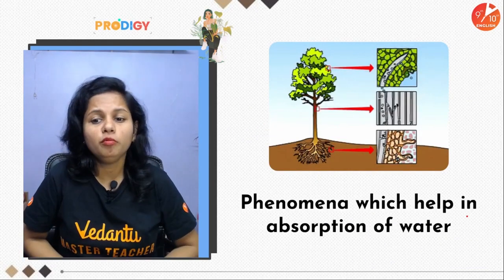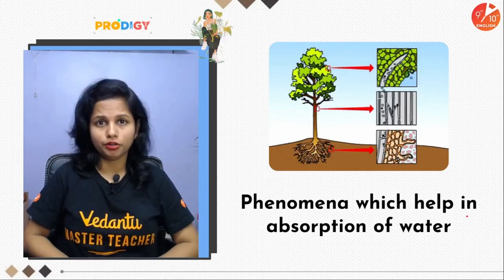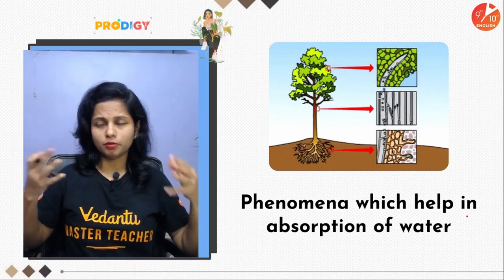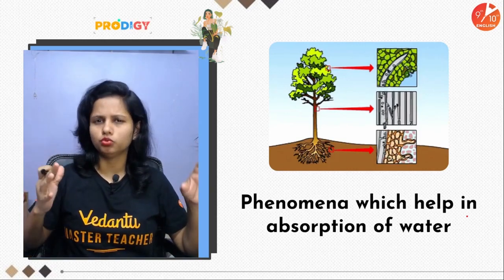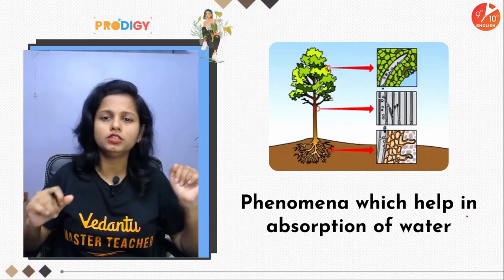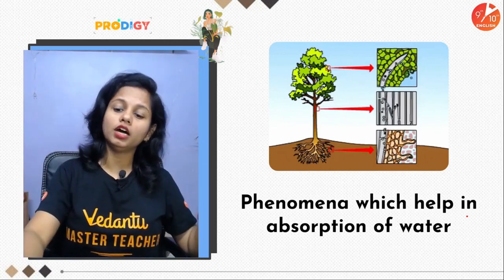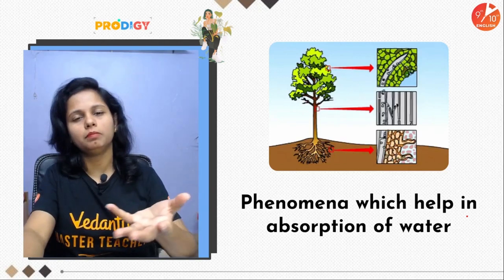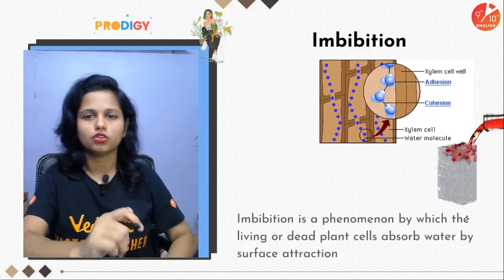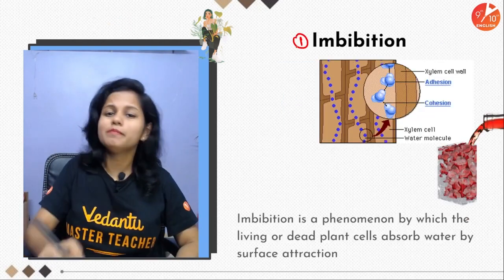Now, the phenomena which help in absorption of water. One thing discussed was the physical characteristics of the root and the root hairs associated with it. But let's talk about the other processes which help the plant to uptake water and minerals. So the first one is imbibition.